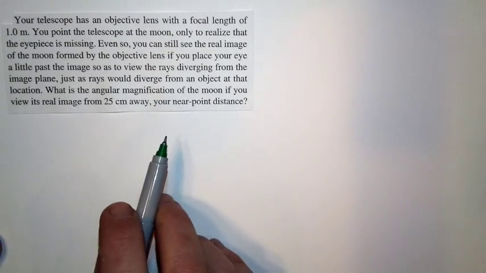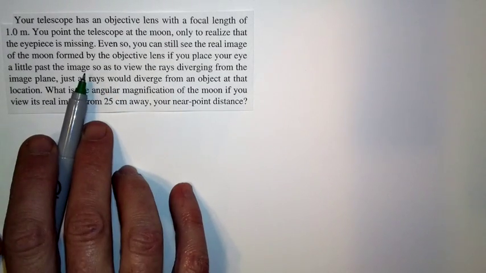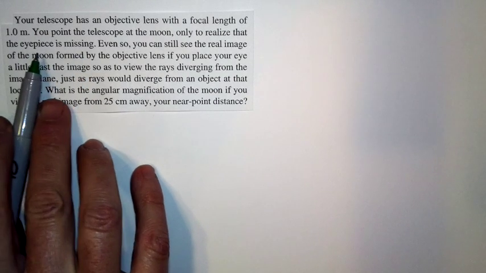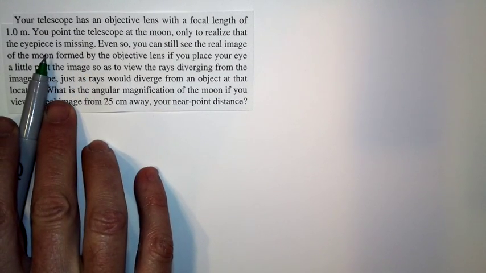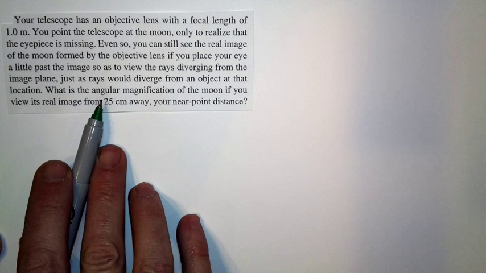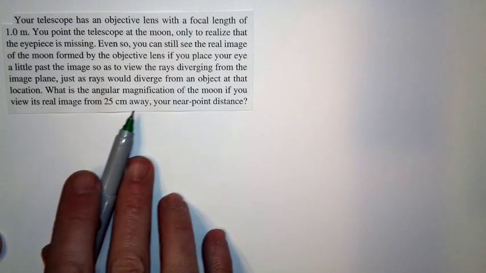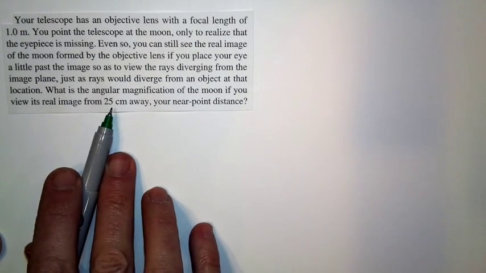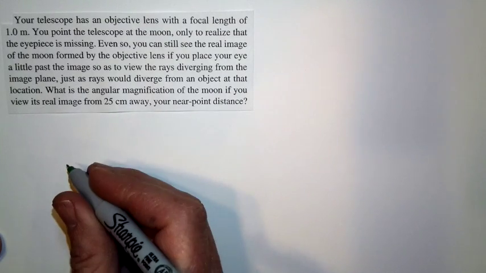Let's take a look at the situation. You've taken your telescope out to look at the moon, but you realize you forgot your eyepiece. Don't you hate it when that happens? But you can still get some angular magnification by putting your eye close to the image. Okay, now let's take a look and see how this works.